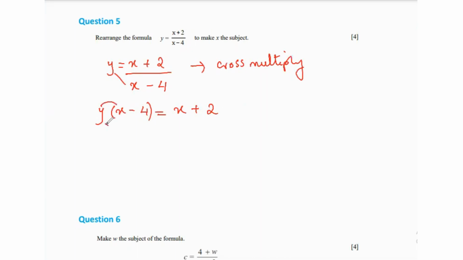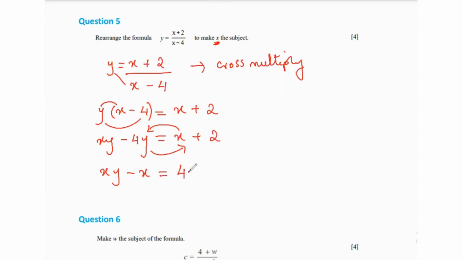We will multiply y with x and with negative 4, which gives us xy minus 4y equals x plus 2. If you look at the question, they wanted us to make x the subject, which means we need to first bring all of the x terms on one side. So I'm going to move x over here, and I'm going to move negative 4y over here. So it becomes xy minus x equals 4y plus 2, because when we move to the other side, the sign changes. The negative 4y became positive 4y on the right hand side.